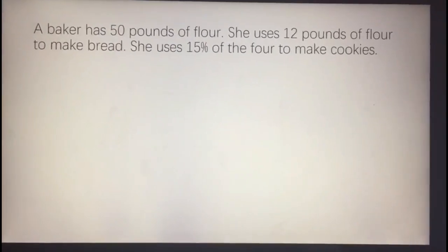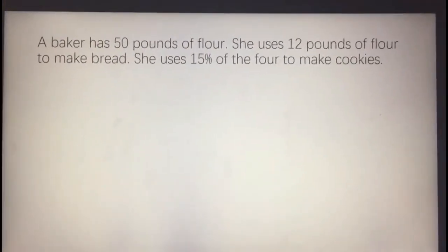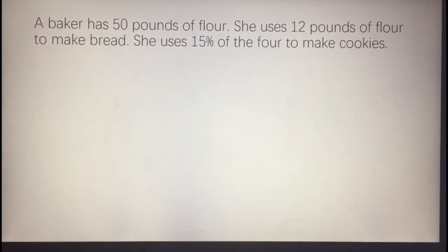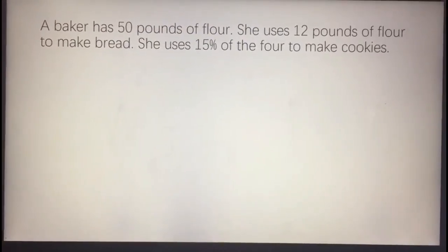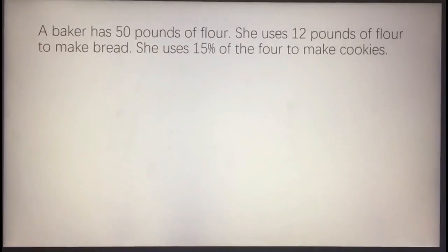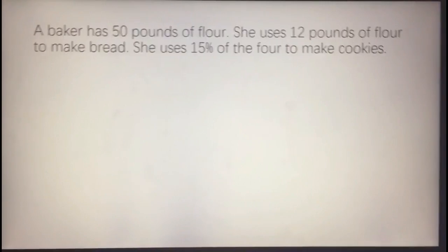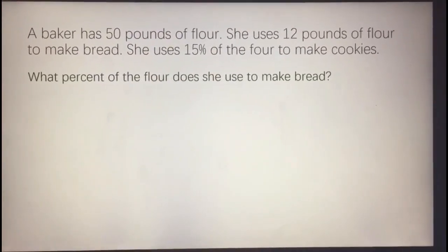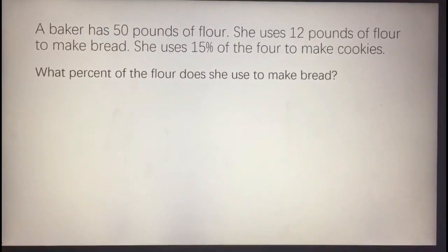Okay, let's solve a word problem together before you get into more practice. This example says, a baker has 50 pounds of flour. She uses 12 pounds of flour to make bread. She uses 15% of the flour to make cookies. This is a question from the book, but I made up one more question using the information. The first question is, what percent of the flour does she use to make bread?